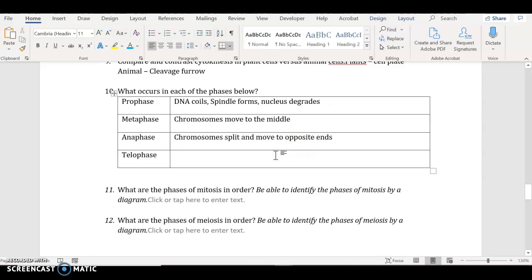All right, telophase is the opposite of prophase. So now my DNA, instead of coiling, is going to uncoil. My spindle, instead of forming, is going to degrade. And my nuclei, because now I have 2, instead of degrading, are going to form.